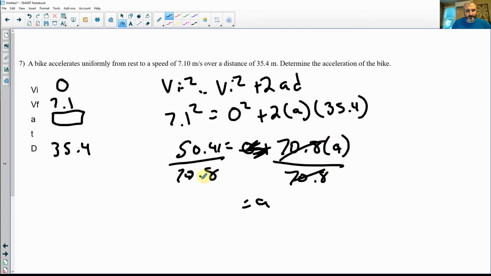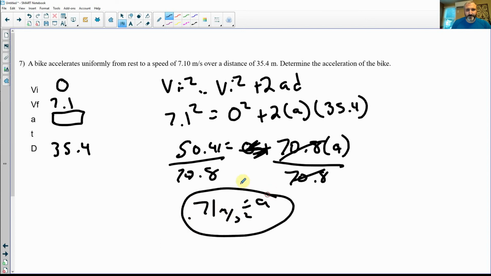A is going to be 50.41 divided by 70.8. 0.71 meters per second squared. Here's your acceleration.